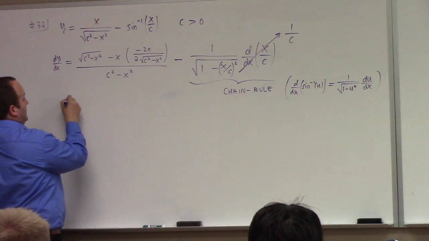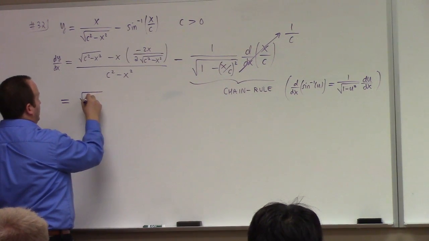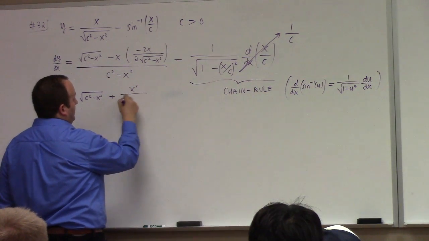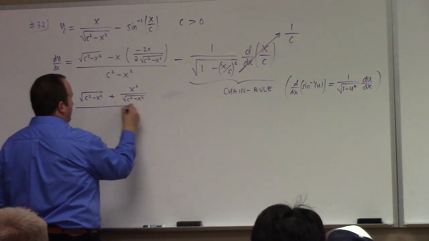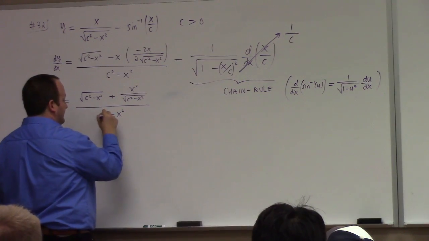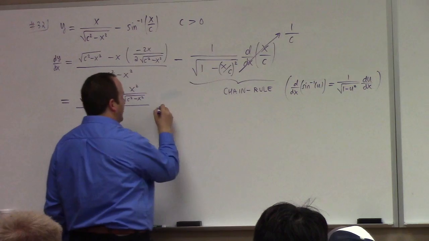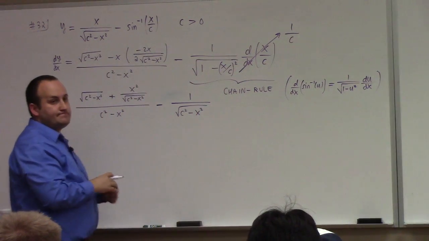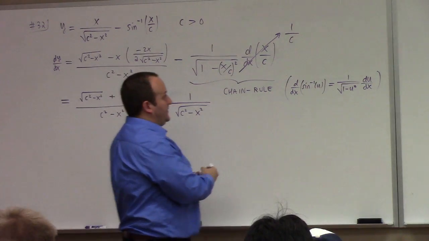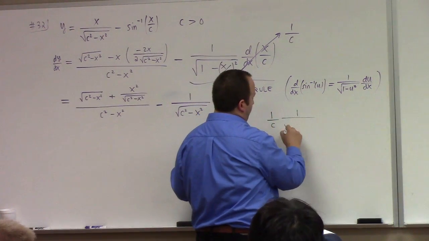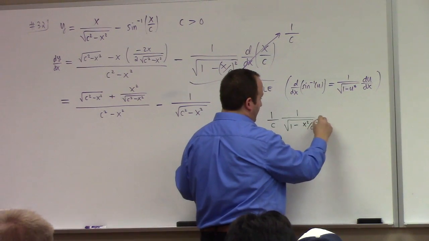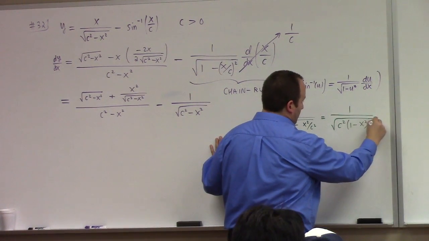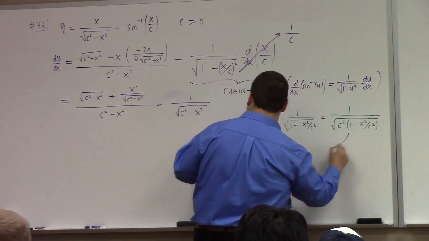Now c is positive, so we can rewrite this a bit. We've got the square root of c squared minus x squared minus, let's see, what's that give me? That gives me plus x squared over the square root of c squared minus x squared, all divided by c squared minus x squared. And this over here, if you multiply the c inside, what does that give you? It gives you that. The reason for that is 1 over c times 1 over the square root of 1 minus x squared over c squared is equal to 1 over the square root of c squared times 1 minus x squared over c squared. And so that's why I got that.